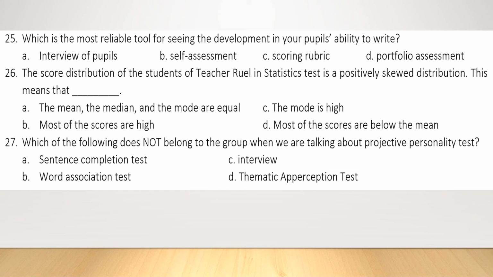Number 27. Which of the following does not belong to the group when we are talking about projective personality test? Okay. Let's unlock first projective personality test. This is a type of personality test wherein students are given a particular illustration and they've got to explain or say something about the illustration. The main goal is really to uncover the attitudes, the feelings, the traits of the students. So the correct answer here is the interview.